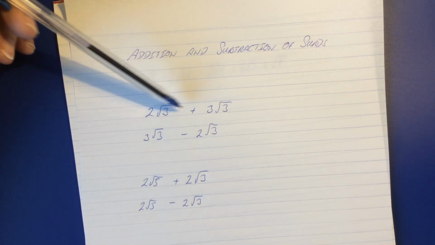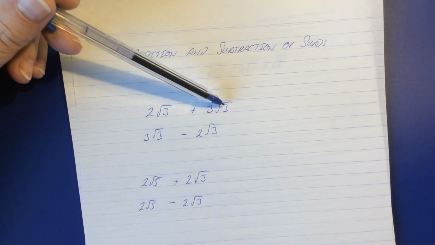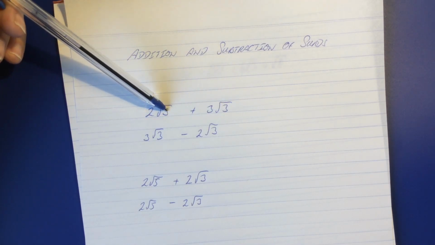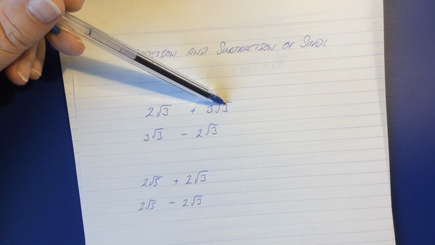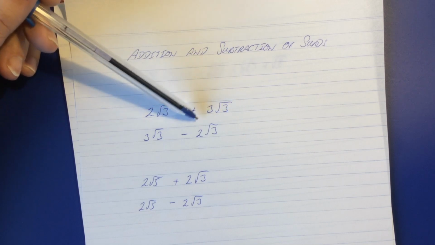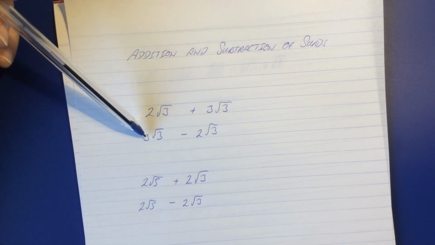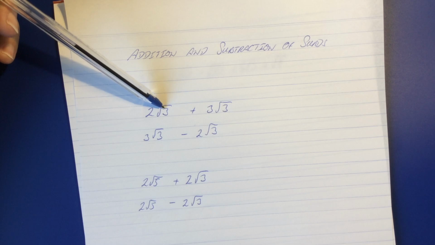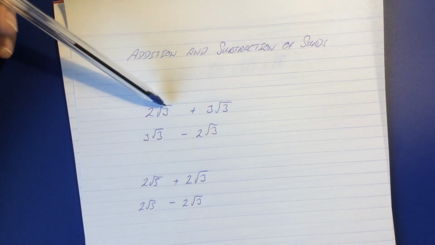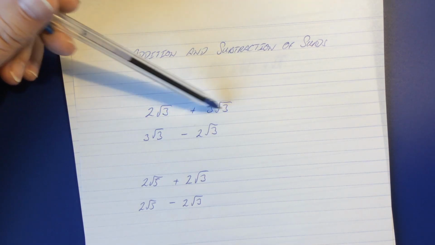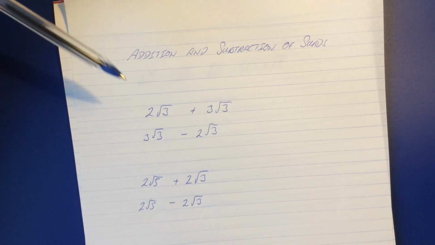Where the surds are the same, we can add them. Where they are the same, we can subtract them. Note, I am pointing at this part of this expression. I'm not pointing at the numbers outside of the square root sign. So we can add or subtract expressions with root 3 in them. It's no problem at all.